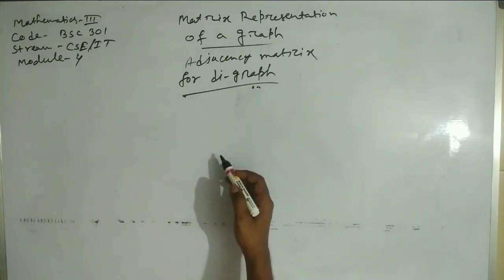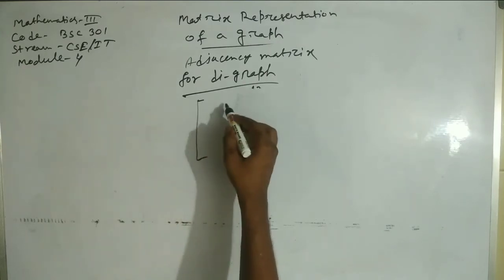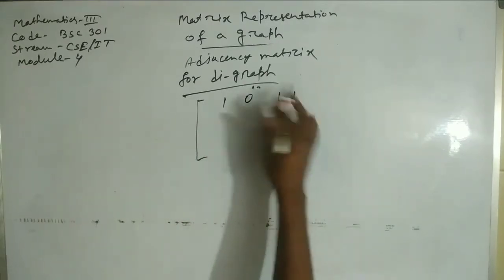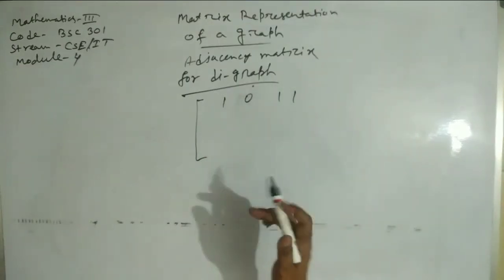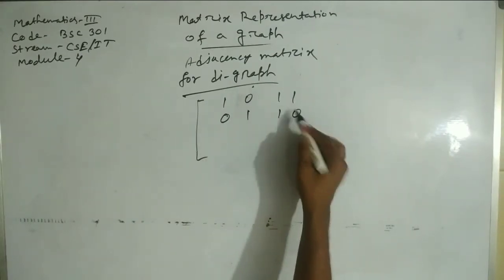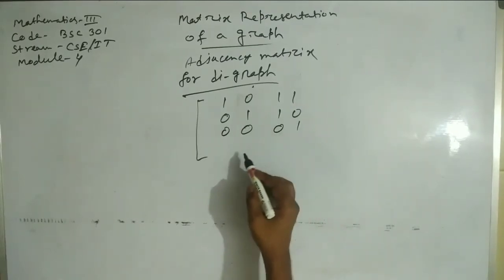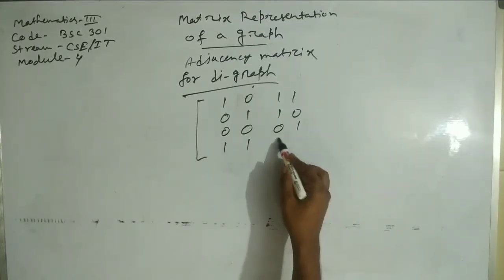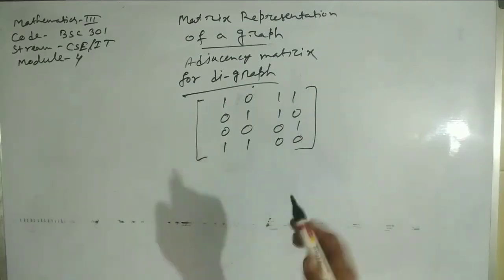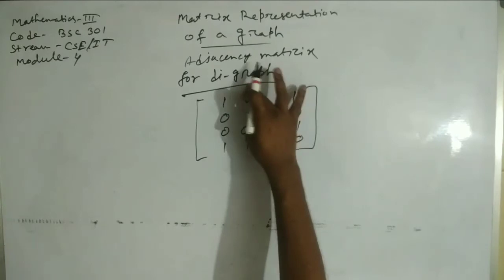Okay, let us take this matrix: 1 0 1 1, 1 0 1 1, 0 1 1 0, 0 0 0 1, 1 1 0 0. So this is an adjacency matrix corresponding to a digraph.